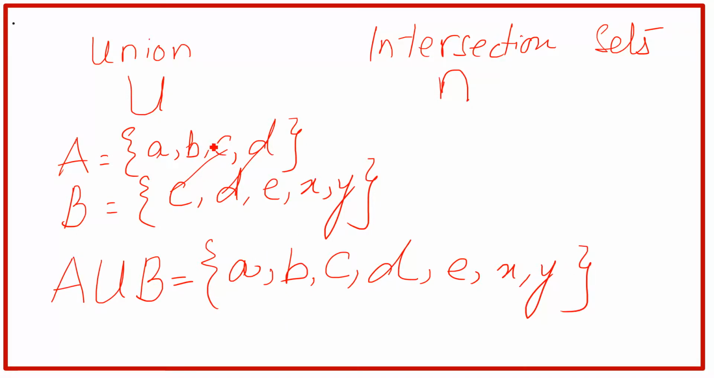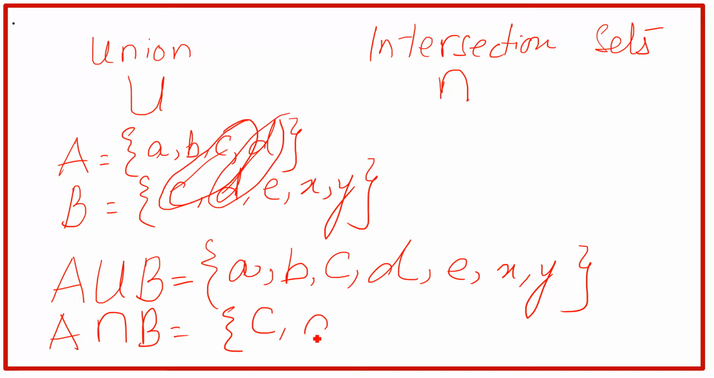So simple. You have to write down each member of both the sets, but if some member is common, you write it down only one time. On the other hand, A intersection B means what is common between the two sets, C and D. So only C and D. We will not write down all. In case of union, you write down each and every element. In case of intersection, you write down only the common, which means present in both the sets.